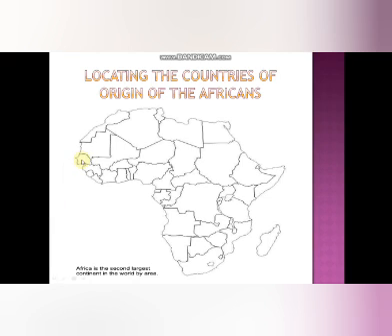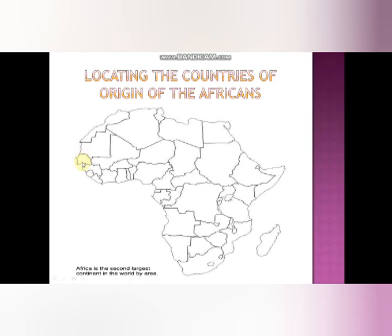So let us locate Gambia. Gambia actually shares a borderline with Senegal, right? So Gambia can be located right here, and Senegal can be located right here. Gambia, Senegal. All right, good.